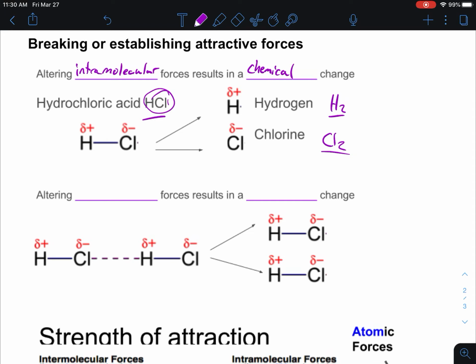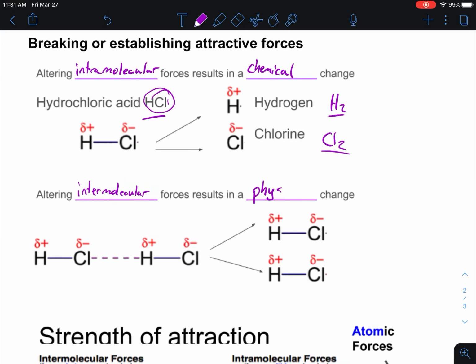This time, in this image down here, you can see the bonds between hydrogen and chlorine are still there. Bonds between this hydrogen and chlorine are still there. So you still have a hydrochloric acid here and hydrochloric acid here. You're just missing that dotted dashed line between. So this time we saw intermolecular forces being broken in this case. This will result in a physical change.